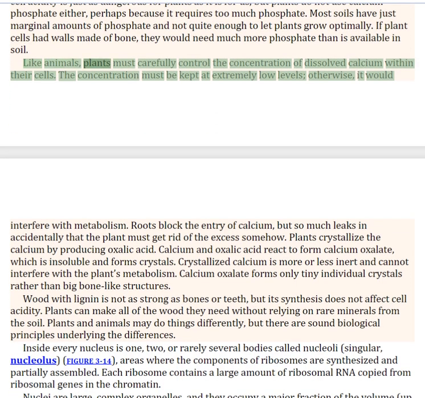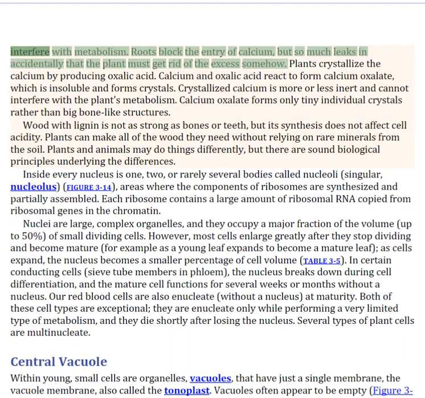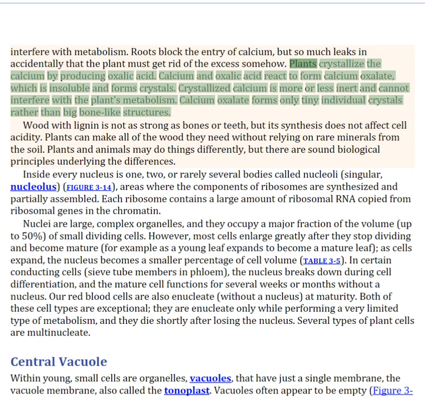Like animals, plants must carefully control the concentration of dissolved calcium within their cells. The concentration must be kept at extremely low levels, otherwise it would interfere with metabolism. Roots block the entry of calcium, but so much leaks in accidentally that the plant must get rid of the excess somehow. Plants crystallize the calcium by producing oxalic acid.